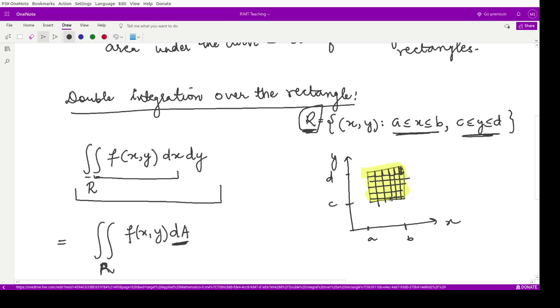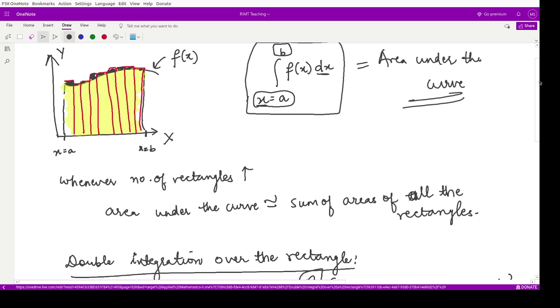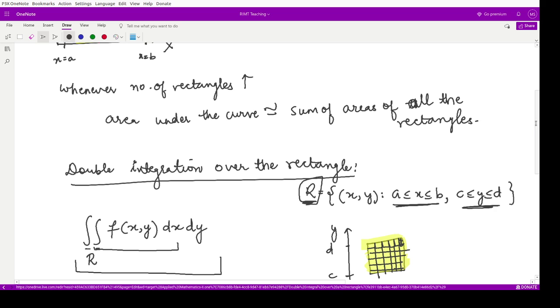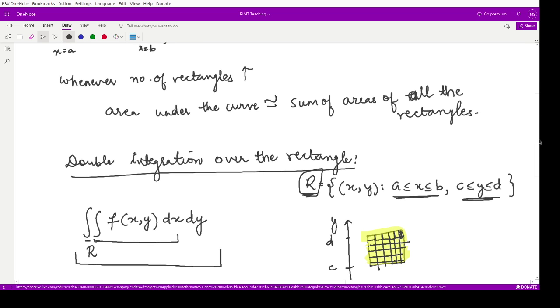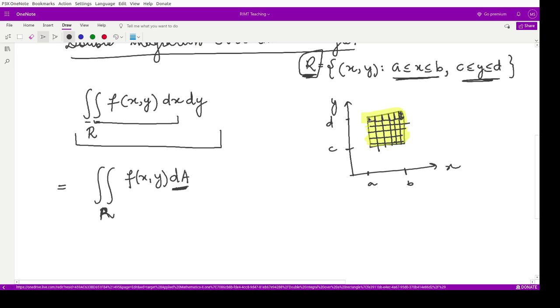So what this double integral is doing, as in the case of single integral, in single integral you were calculating the area, in this case you will be calculating the volume. So how can you calculate this volume? For calculating the volume, this is the given region for which you are to calculate the area for the curve for the function f of x, y.